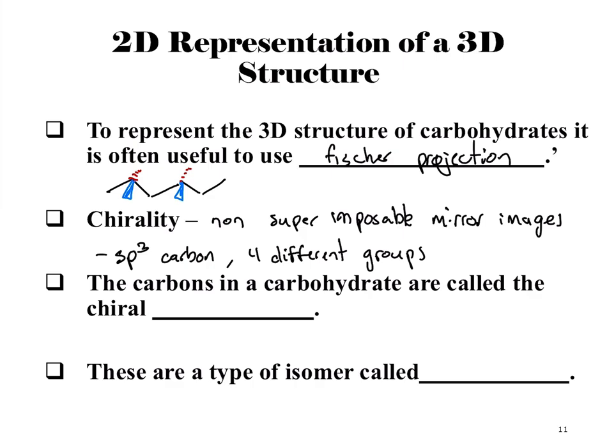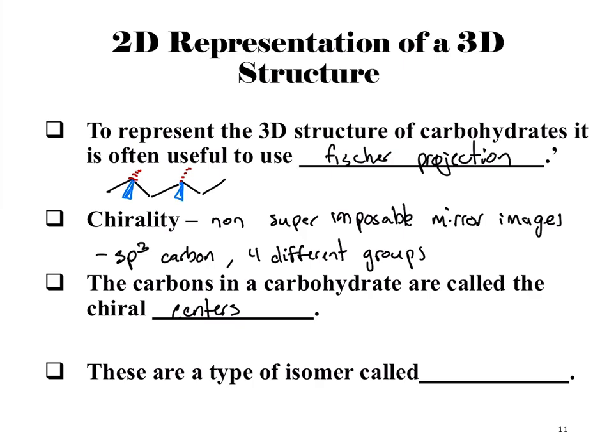And when you have this specific set of circumstances, these carbons are called chiral centers, meaning that those carbons give a molecule some level of chirality. And so with carbohydrates, every single carbon in the chain, except for the very last one and the very first one, if it's a ketone, are going to be chiral centers, right?